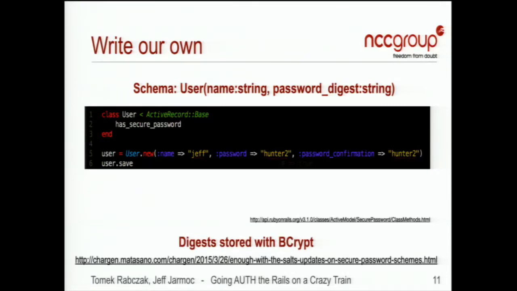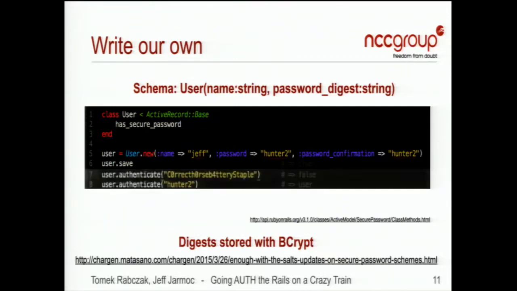A while back, I wrote a really long blog post with some of my thoughts on the password storage problem. But overall, I think pretty much everybody's happy with bcrypt. The other thing it gives you is some authentication methods. So you can call authenticate and pass a password. If it's not the correct password, the function just returns false. If you pass the correct password, it returns the user object.